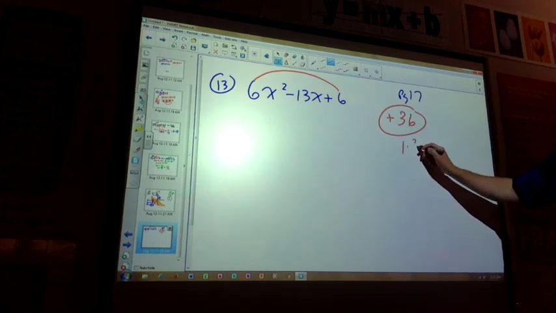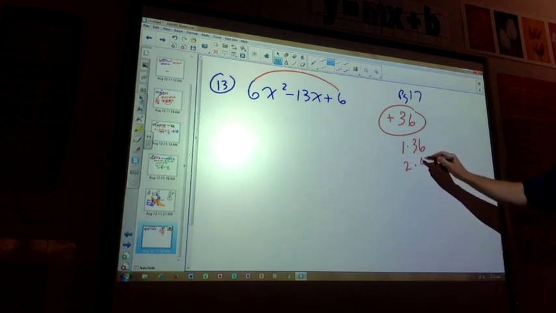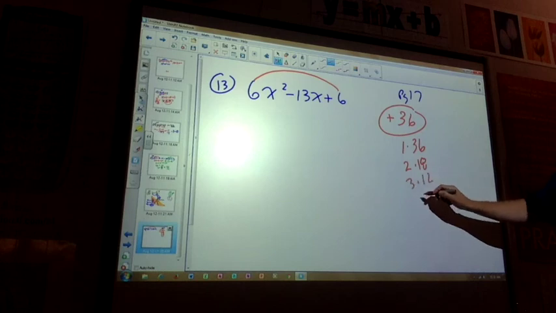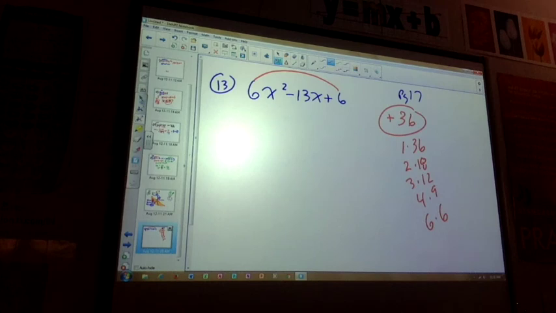So I know 1 times 36 is 36. Still with me? And I know that 2 times 18 is the way to get there. And I know that 3 times 12 is the way to get there. And 4 times 9 is the way to get there. And 6 times 6 is the way to get there. So then, those are all the factors of 36. Do you agree? Anyone go and do, how does 6 times 6 work or anything like that?